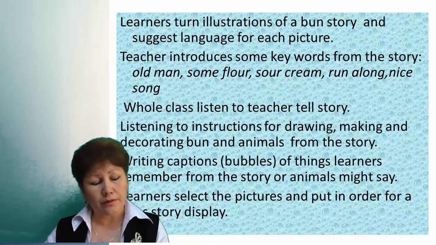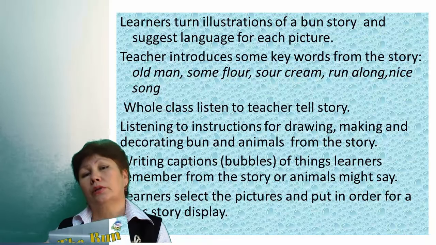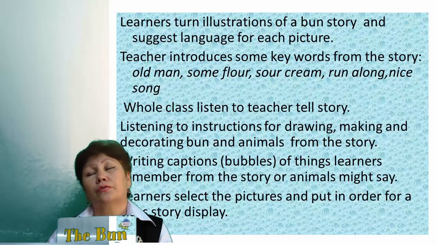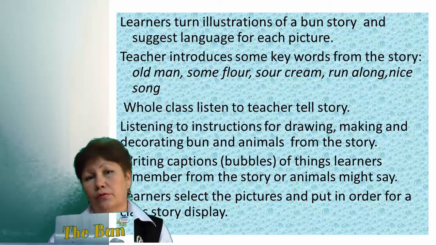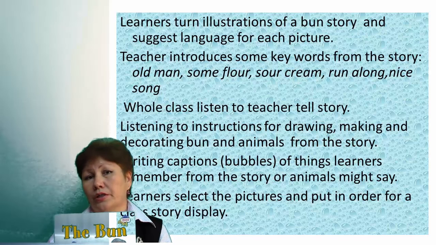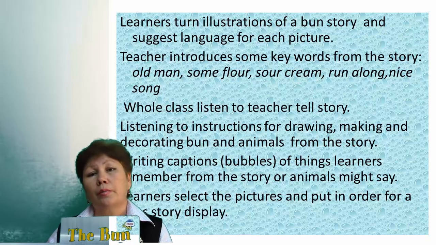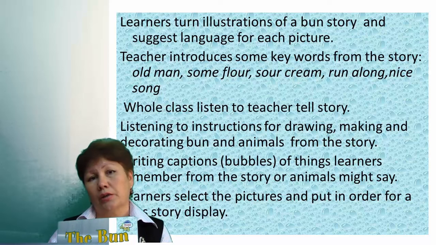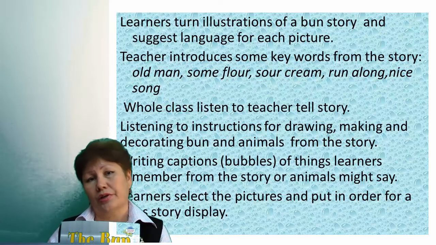This book is adapted for primary school children for grades 3 and 4. Now, first of all, teacher introduces some keywords from the story: old man, sunflower, sour cream, run along, nice song, and so on.